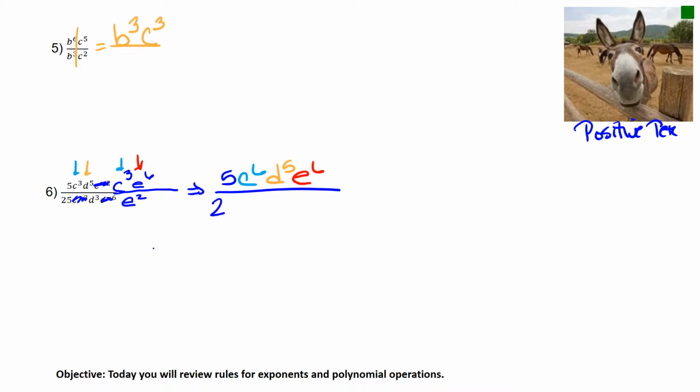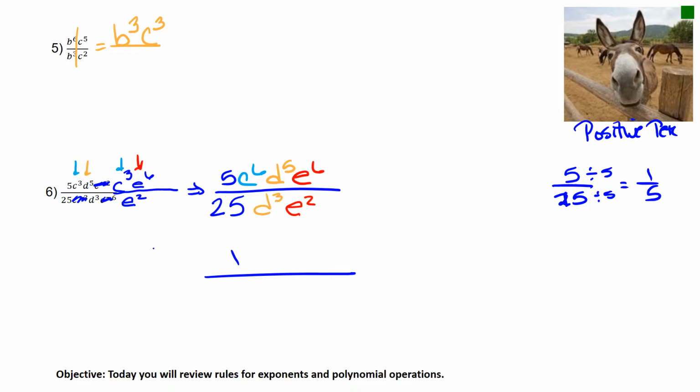Numbers on the bottom, I got a 25. Are there any C's? Nope. Any D's? Yes. I've got D to the 3rd. Leave it there. Any E's? Yep. I've got E to the 2nd. So now I'm looking. Look at how well I color-coded that. 5 over 25. Remember, 5 over 25 is a fraction. We divide both of them by 5, and we get 1/5.